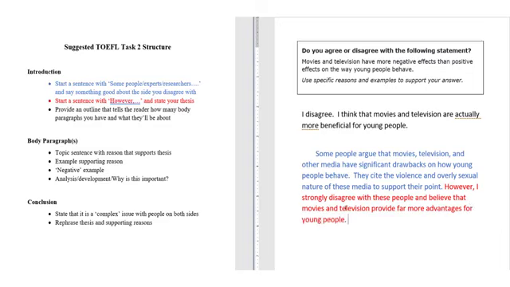Okay, so that's my thesis. It's very important. That's why it's in red. And it's actually not that long. The most important part is I strongly disagree right there. Okay? Now let's do the outline.